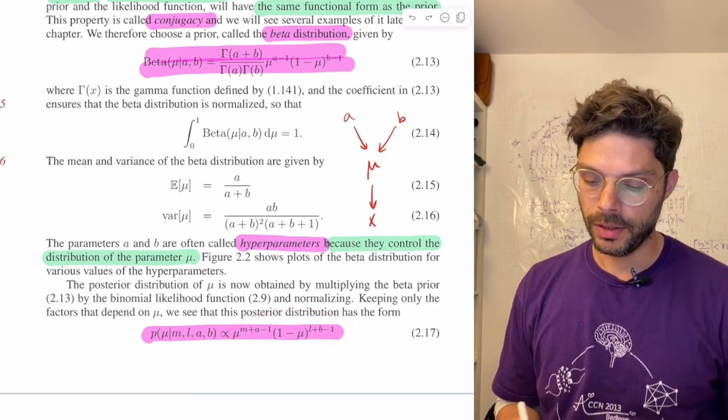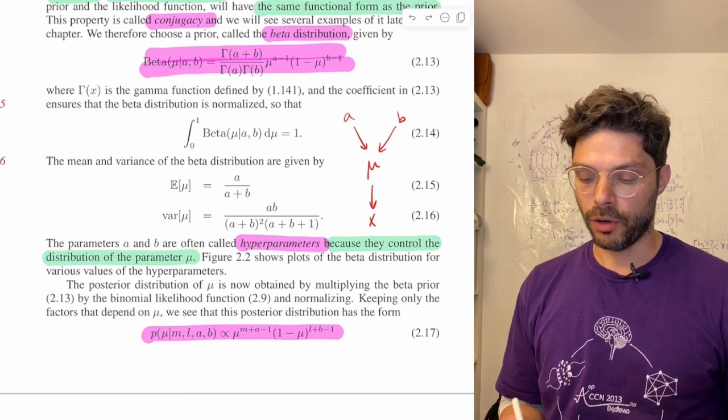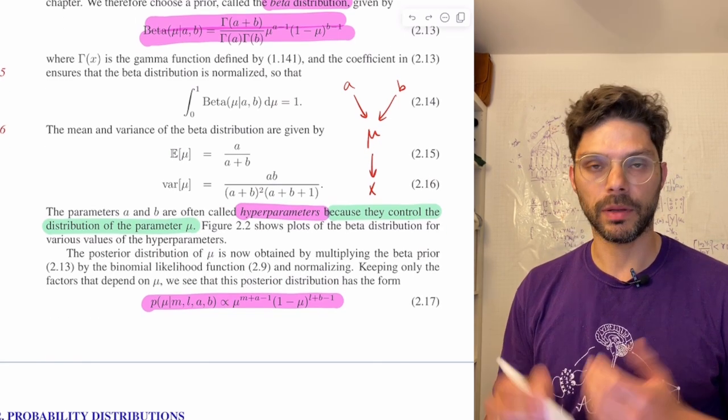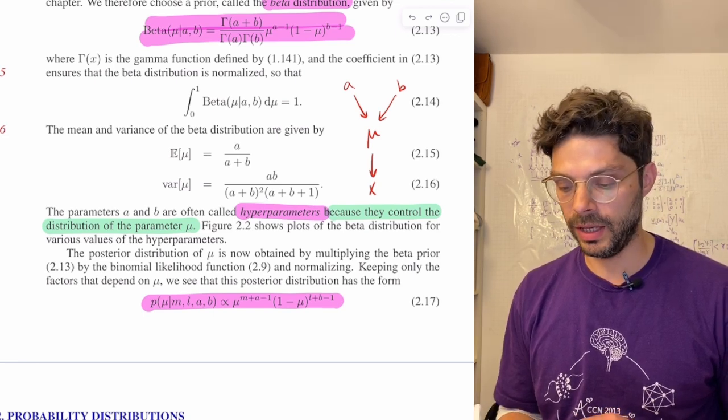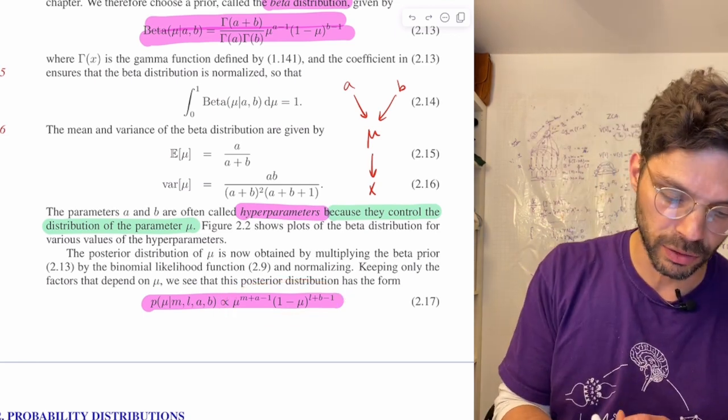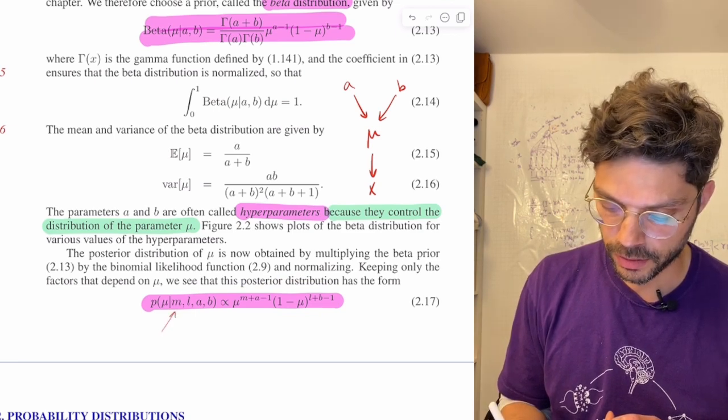Okay, so now he says, we said this posterior distribution has the form that looks like this. Now what's m? So let's just, this was the number of heads.